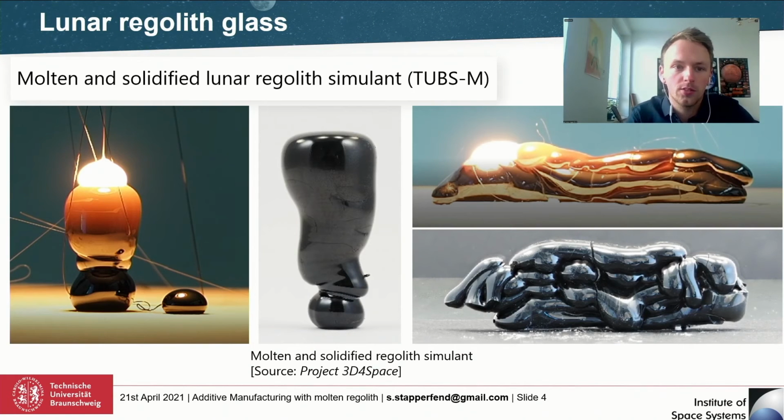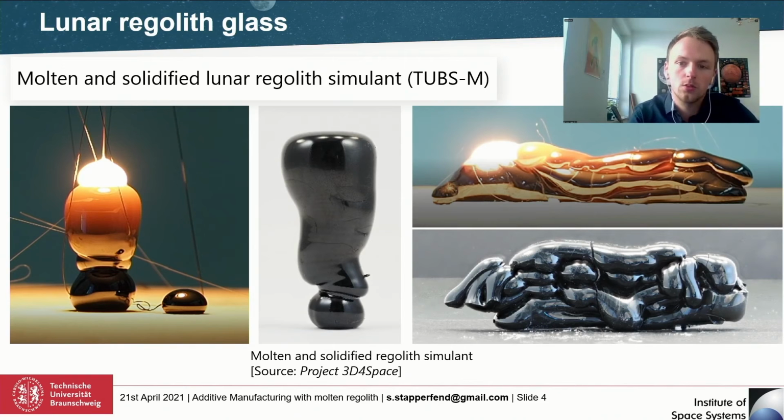We did the first testing of the melting of the lunar regolith with our TUPS M simulant under air conditions. You can see on the left side, for example, the printhead, which was filled with regolith, then heated up until it was molten, and then dripped out of the printhead and created some kind of artificial lava, which cooled down and created this pillar of regolith, which you can see in the middle. And it showed that it is already feasible to do that.